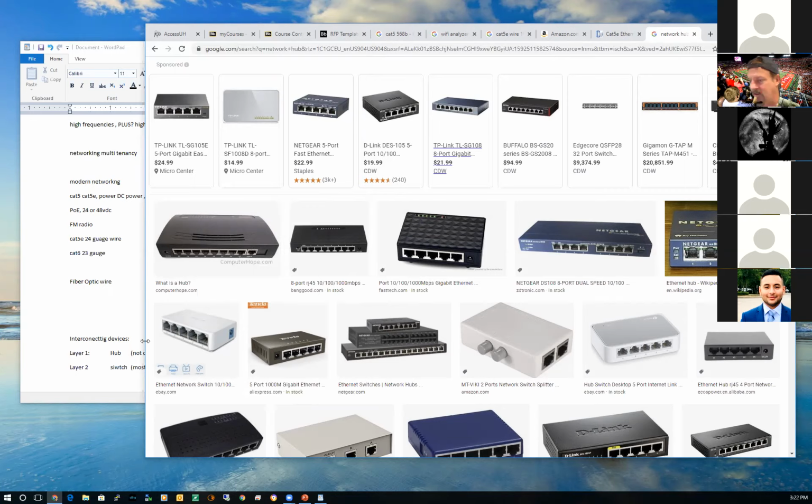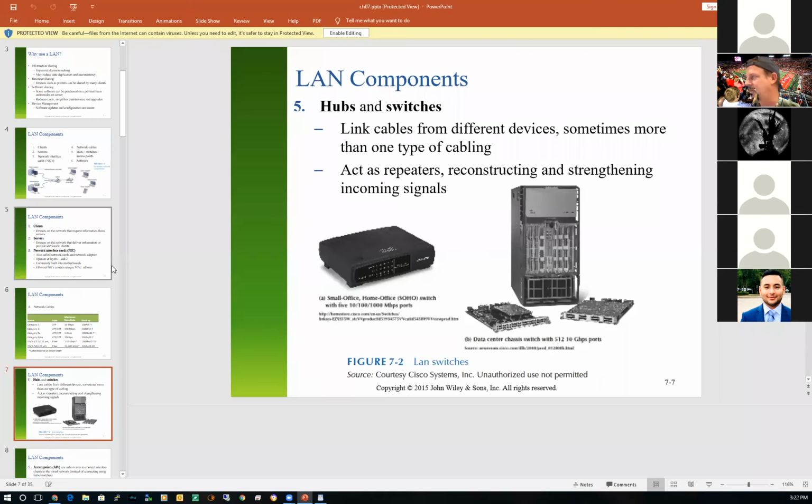Now let's go back and look at the PowerPoint, for example, just a minute. Hubs and switches. Link cabling, and there are coax hubs and coax switches, but most of them are Ethernet. There are fiber optic switches as well. They're different ports. It's not that Cat5e RJ45 thing. It's either an SFP or an SPP, or there's different physical connections.